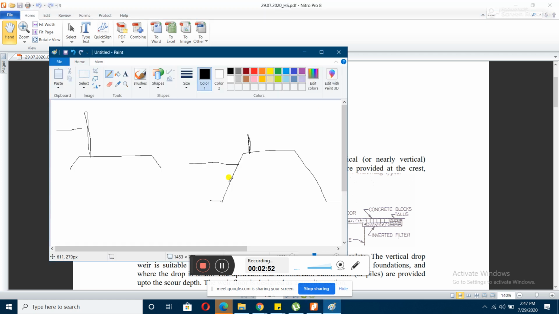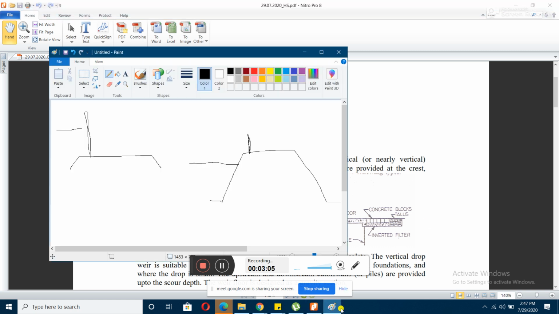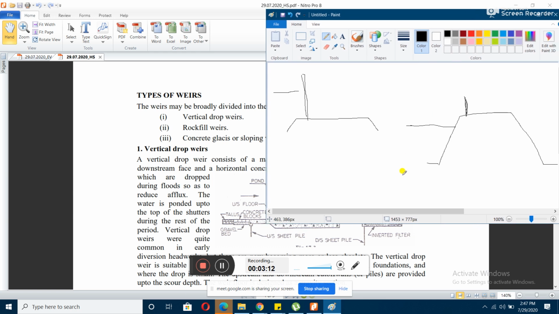And there are three types of weir. You can see that there are three types of weir. One is vertical drop weirs, another is rock fill weirs, and another is concrete weirs, okay. So what happens in vertical drop weirs? So here what we do, this part is known as the weir wall. This acts like a wall, it diverts the water, so this is known as weir wall.